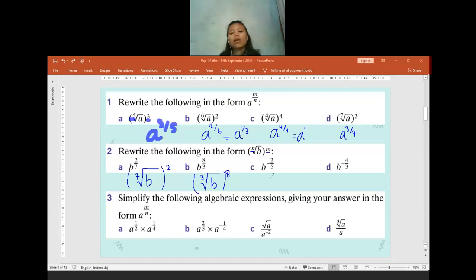Yes, teacher. Okay, for this question, we have b to the power of negative 2 per 5. In here, there are two options. You can write it as a fraction or you can keep it as it is. So you can make it as fifth root of b, and then to the power of negative 2. This is also fine if you want to write it like this. Or if you do not like the negative power, you can write it as a fraction. Become 1 per fifth root of b to the power of 2. That is also fine. Is there anyone have any confusion?